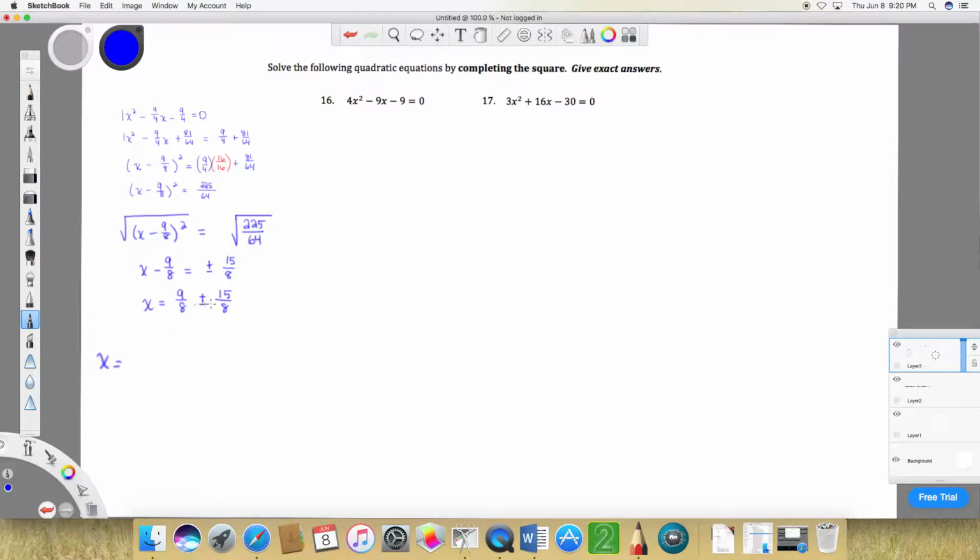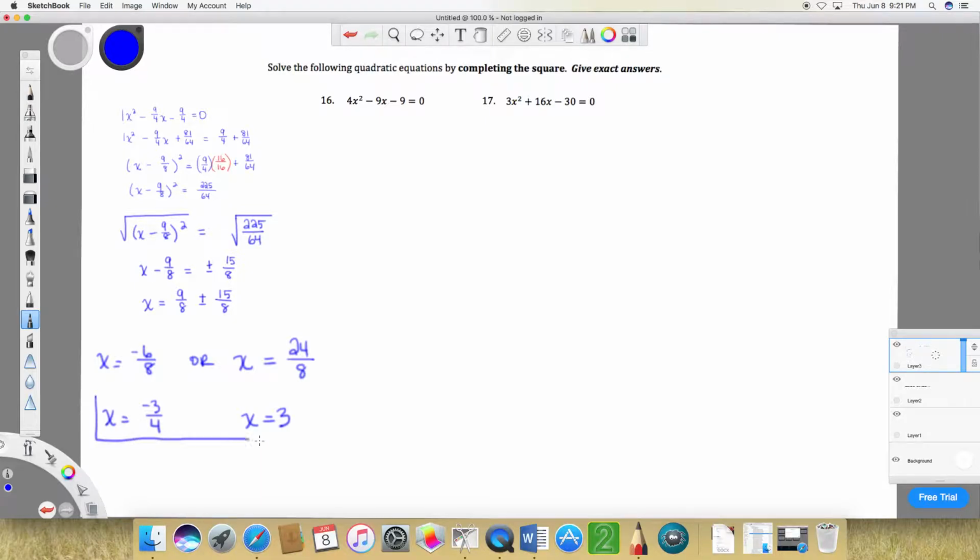So if we have 9 over 8 minus 15 over 8, 9 minus 15 is a negative 6 over 8. We can reduce that here in just a second. If we add 9 and 15, we get 24 over 8. Both of these are even numbers, and this reduces to negative 3/4. And 24 is divisible by 8, and that reduces to 3.